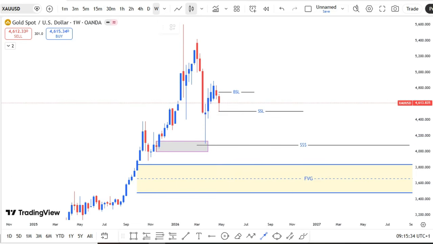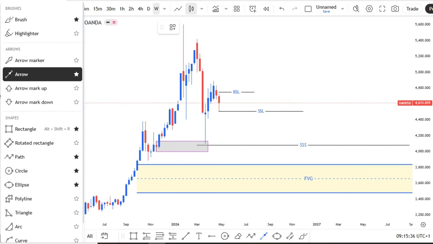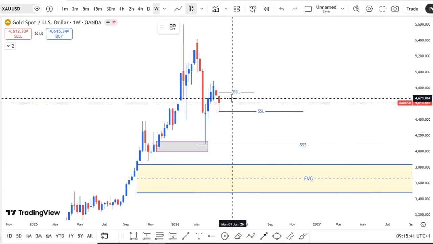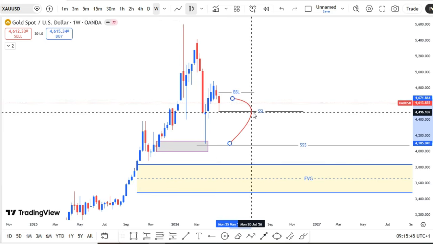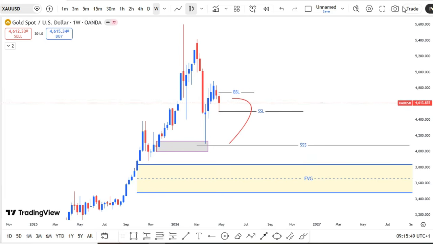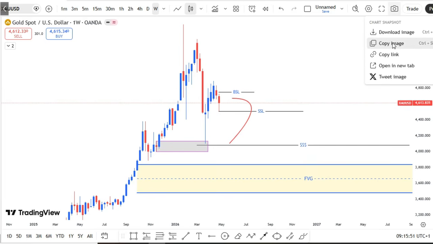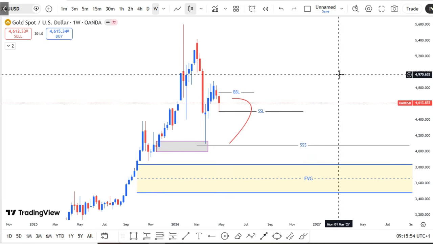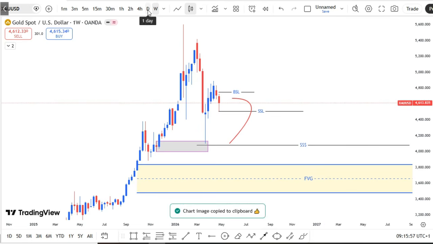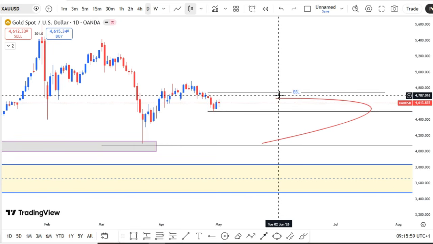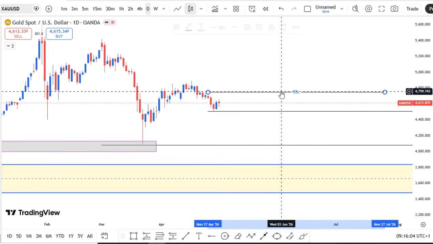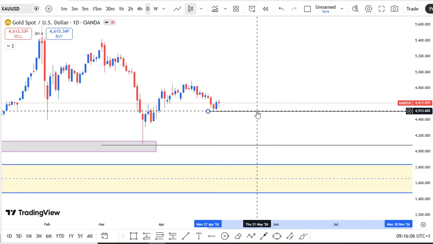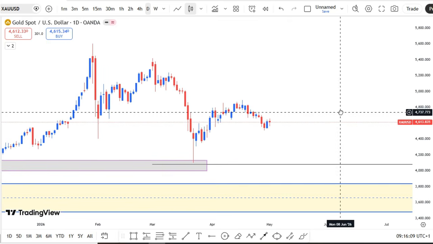So that is it on the weekly time frame. Expect this move for the weekly time frame. All right, so let's take a look at the daily time frame, and see where price is currently reacting from.